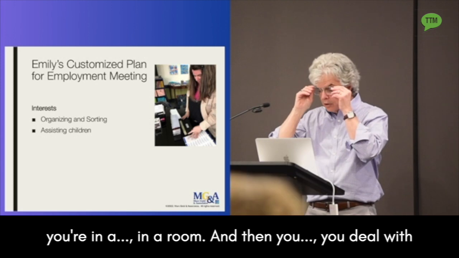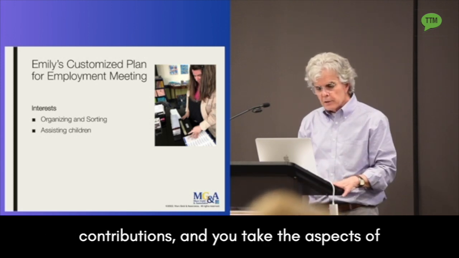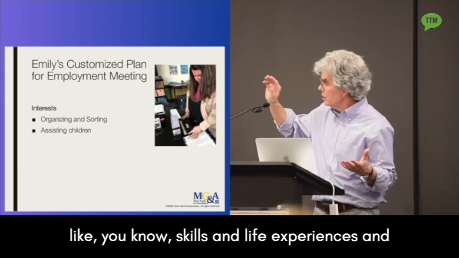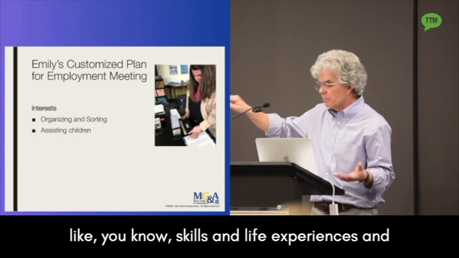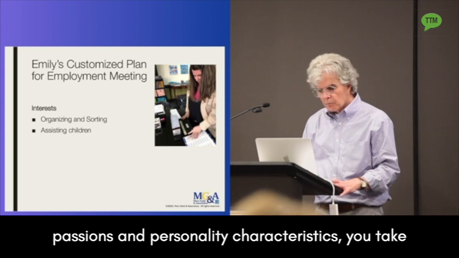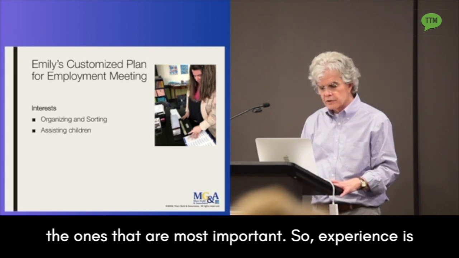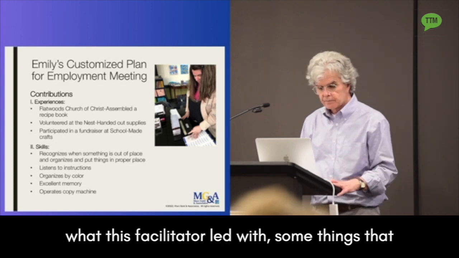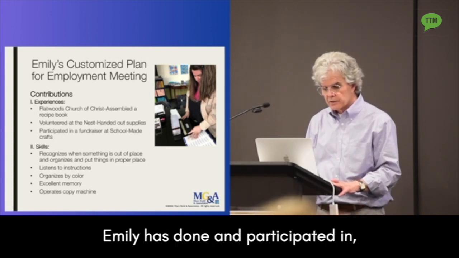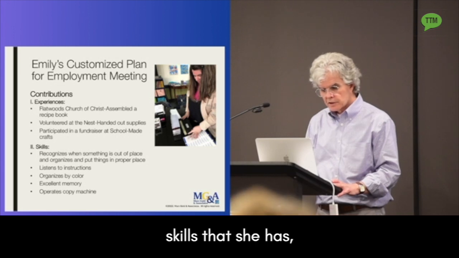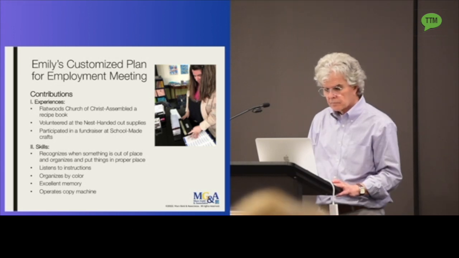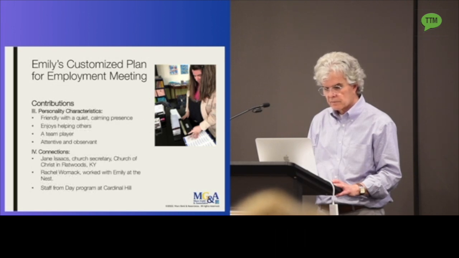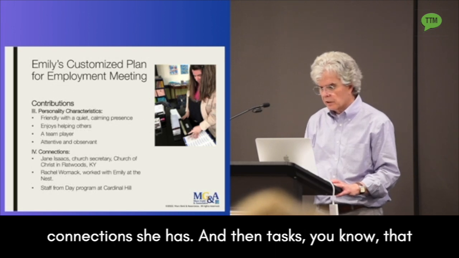And then you deal with contributions, and you take the aspects of contributions that I talked about earlier, things like skills and life experiences and passions and personality characteristics. You take the ones that are most important. So experiences is what this facilitator led with. Some things that Emily has done and participated in. Skills that she has. Contributions she has to make. Personality characteristics. Connections she has.